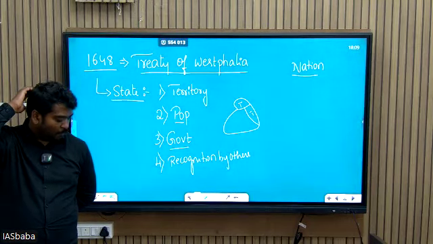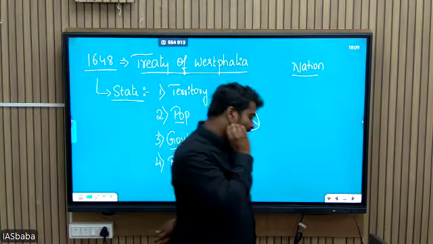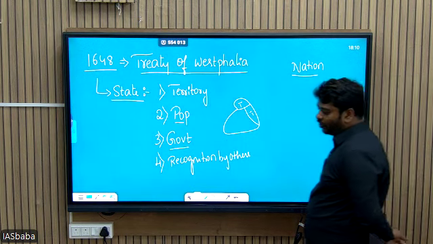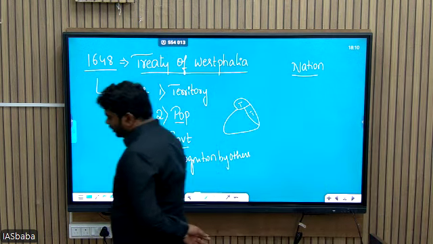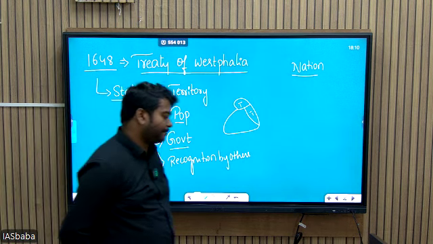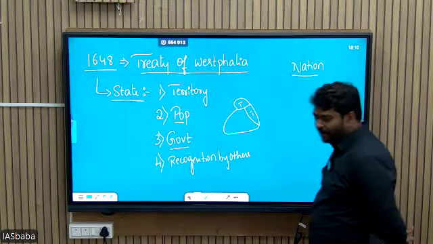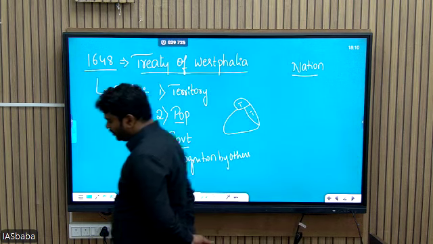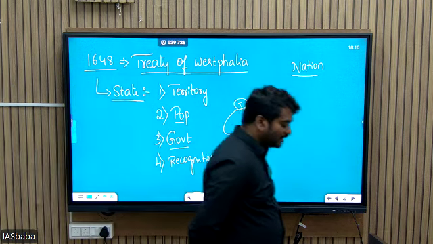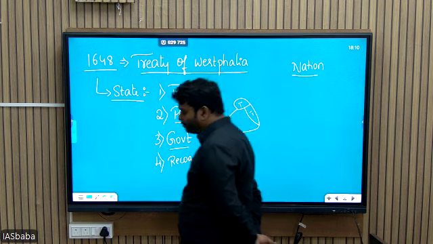Second, population. Third, government. Fourth, recognition by others. Full stop. If any one among these is not there, we cannot consider them a state.